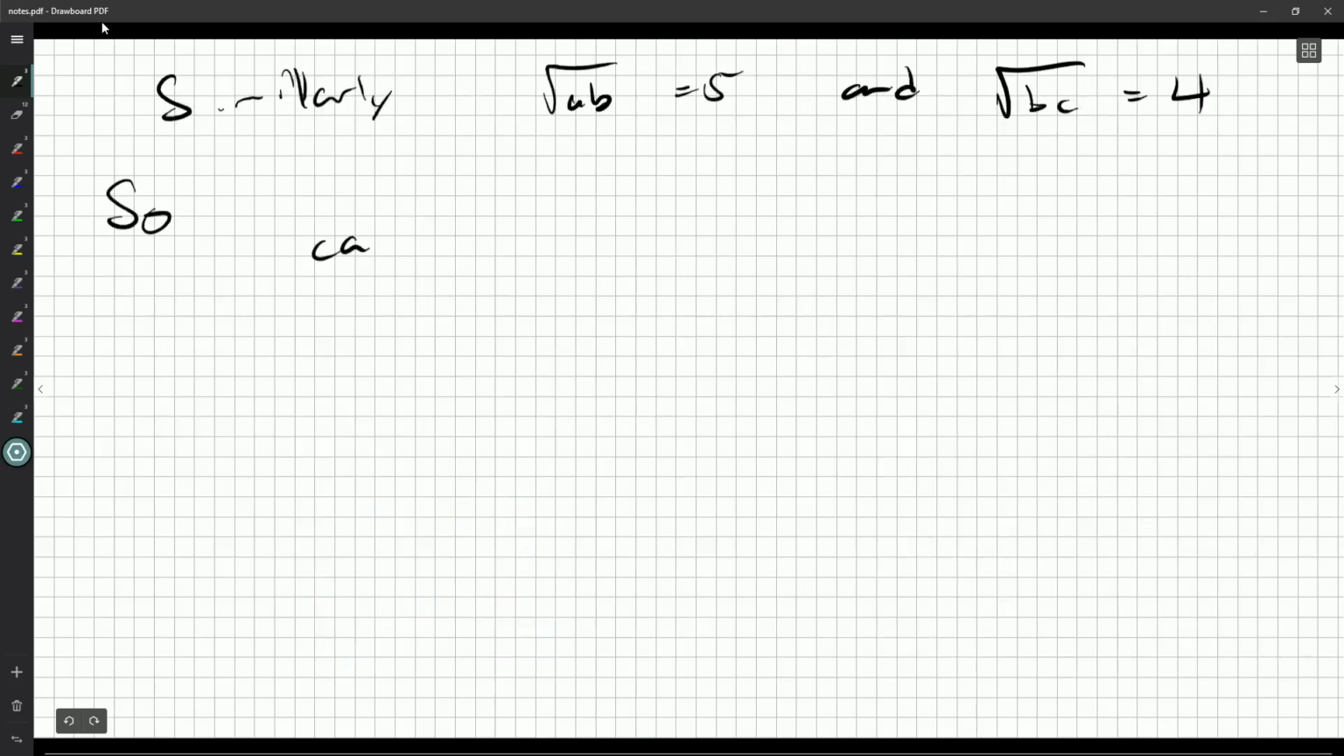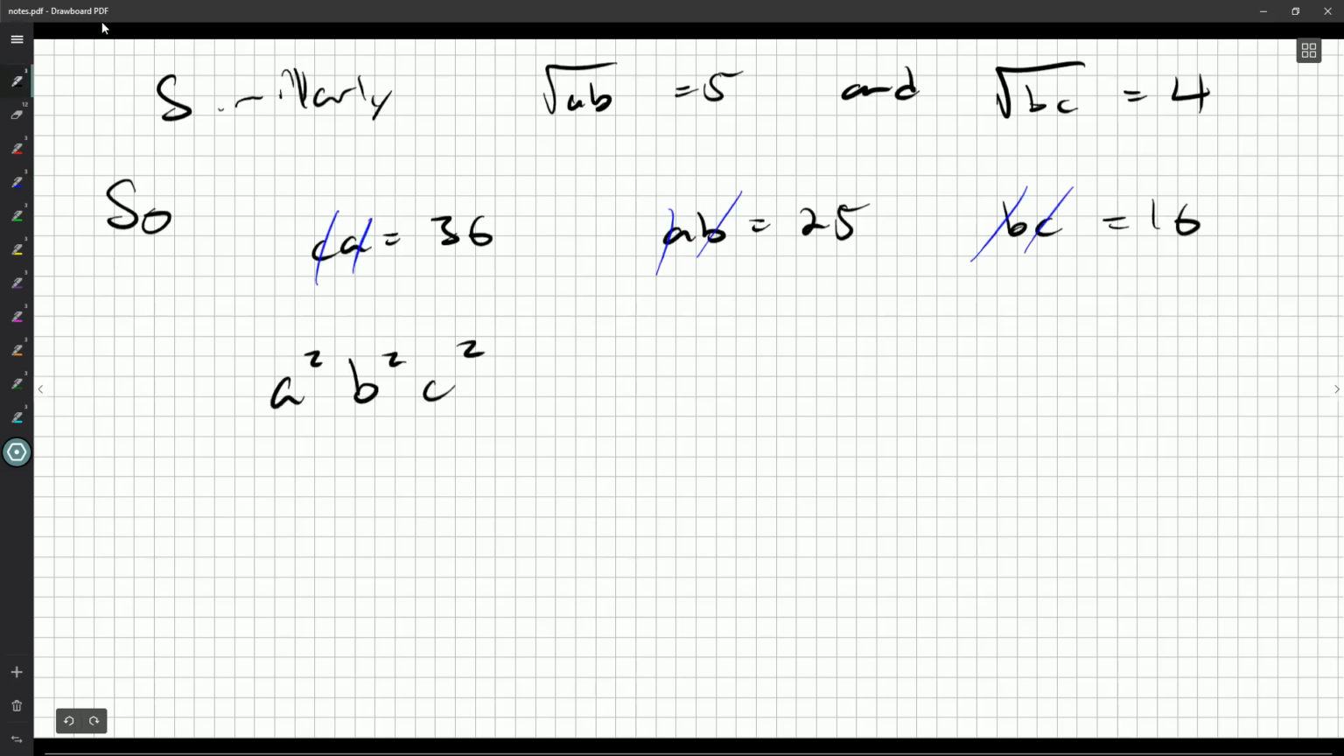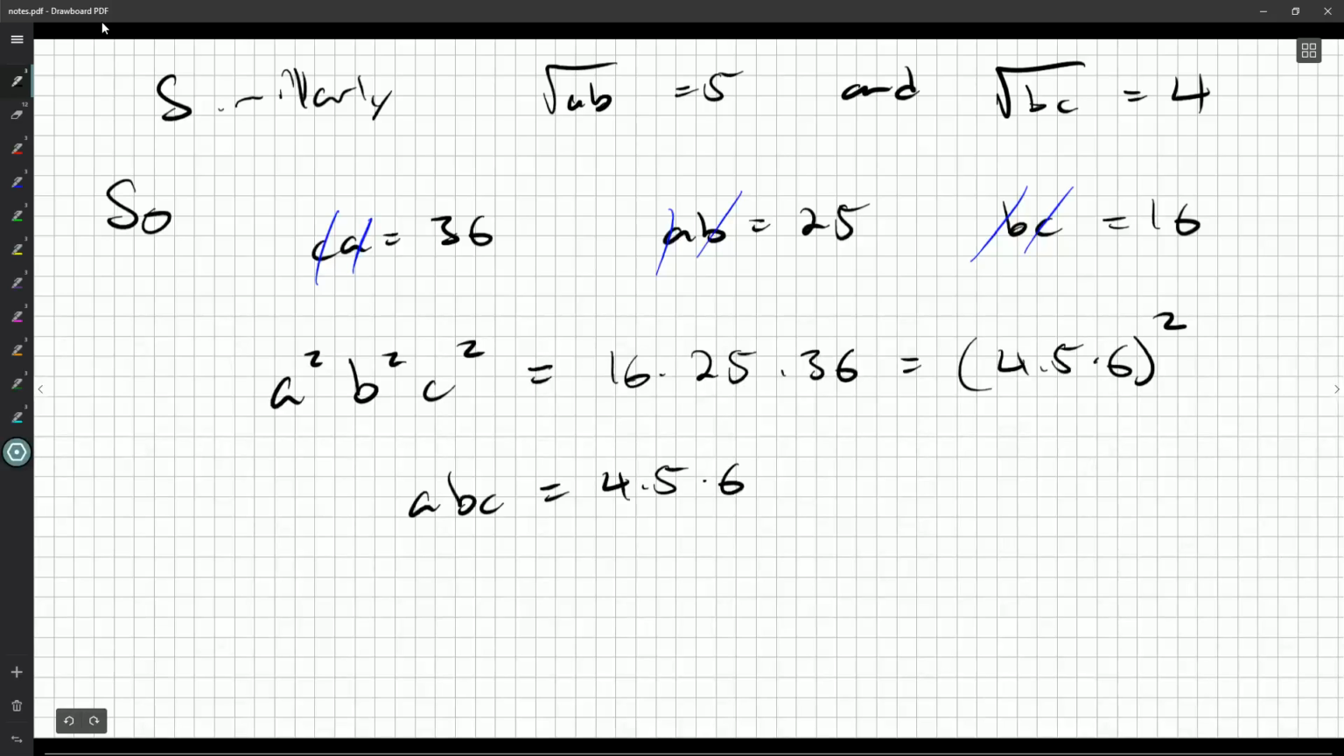So squaring, CA is 36, AB is 25, and BC is 16. Now if I multiply them all together, I'll get A squared, B squared, C squared, because I've got 2 A's being multiplied together, 2 C's, and 2 B's, and that'll be 16 times 25 times 36, and that's 4 times 5 times 6, all squared. So ABC is 4 times 5 times 6.